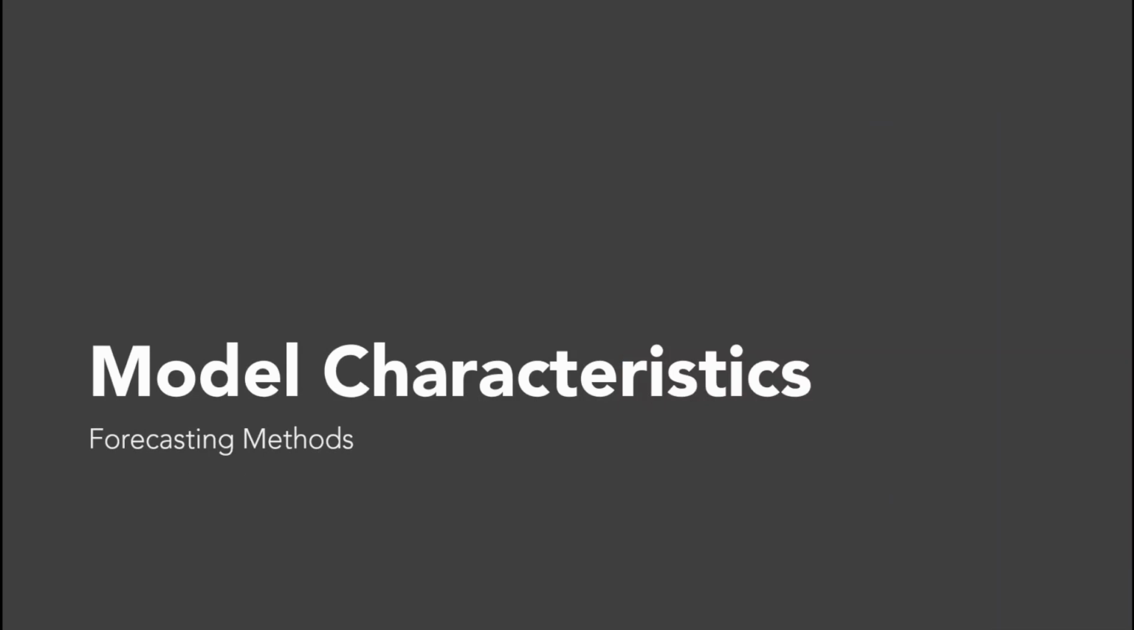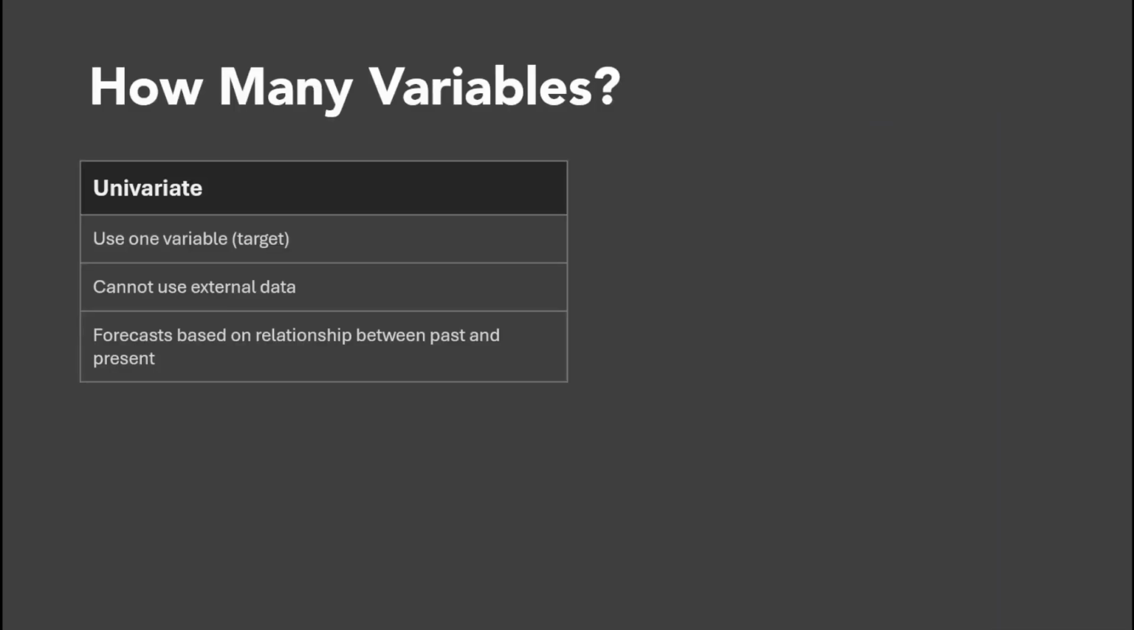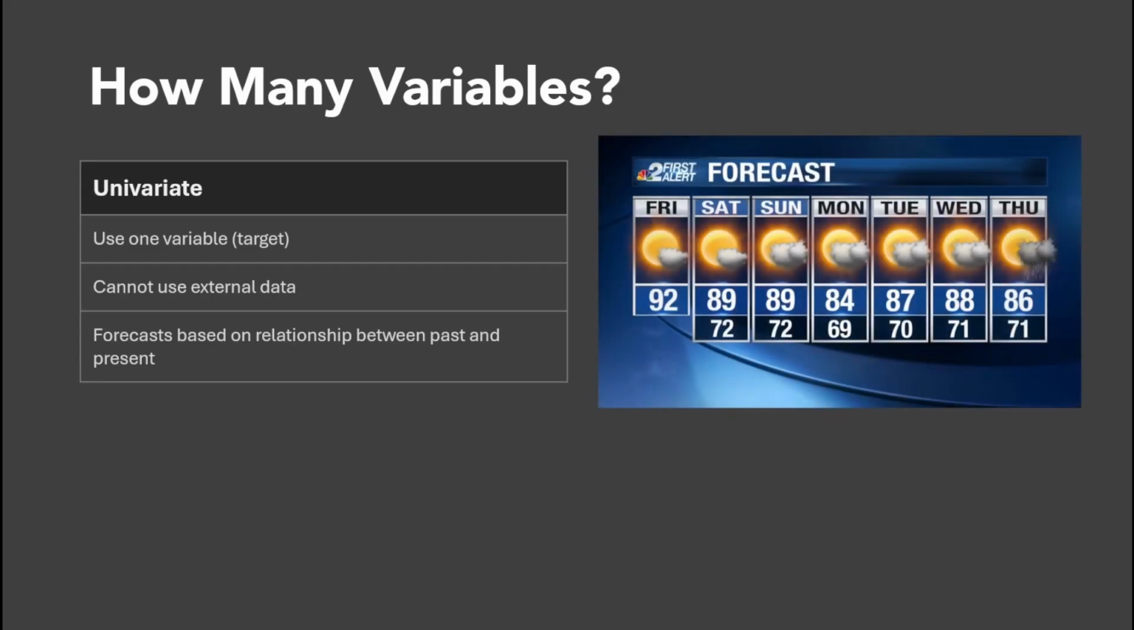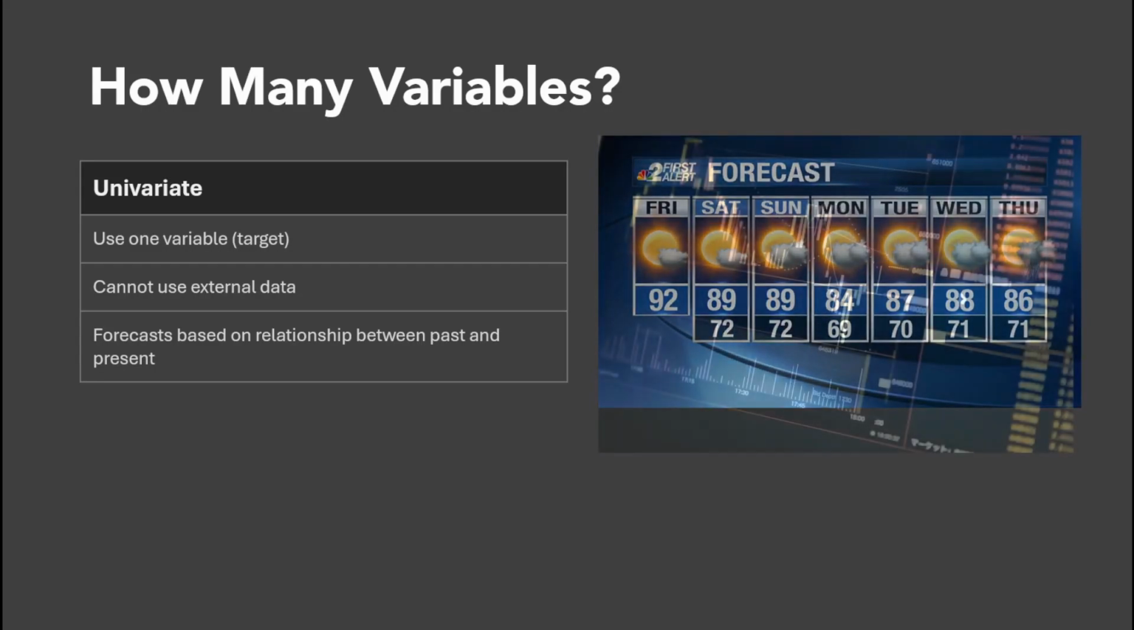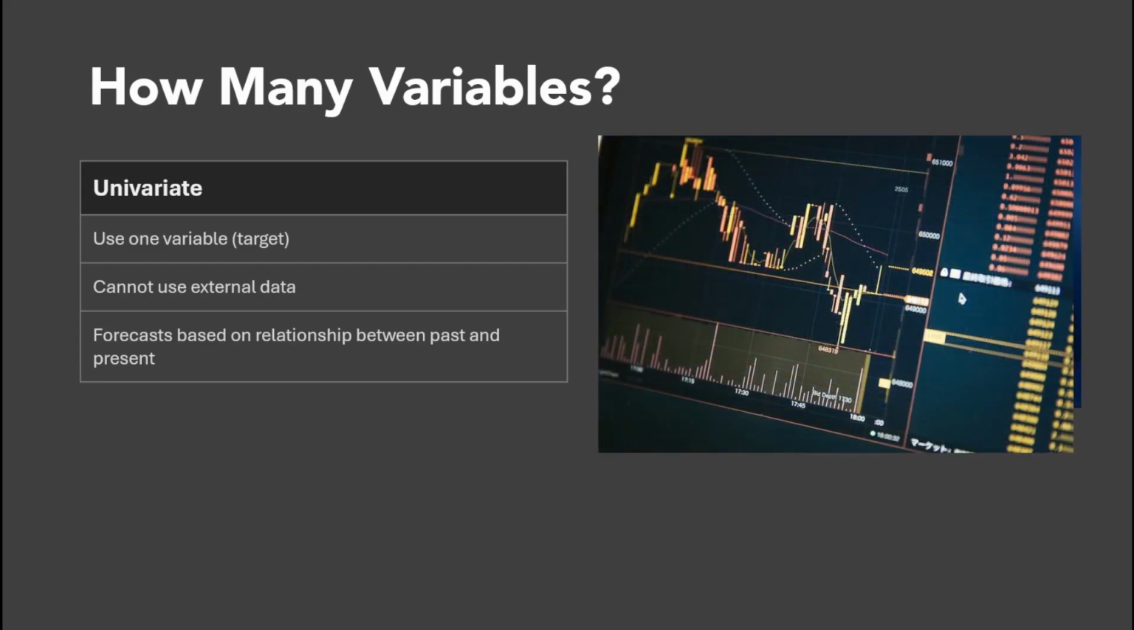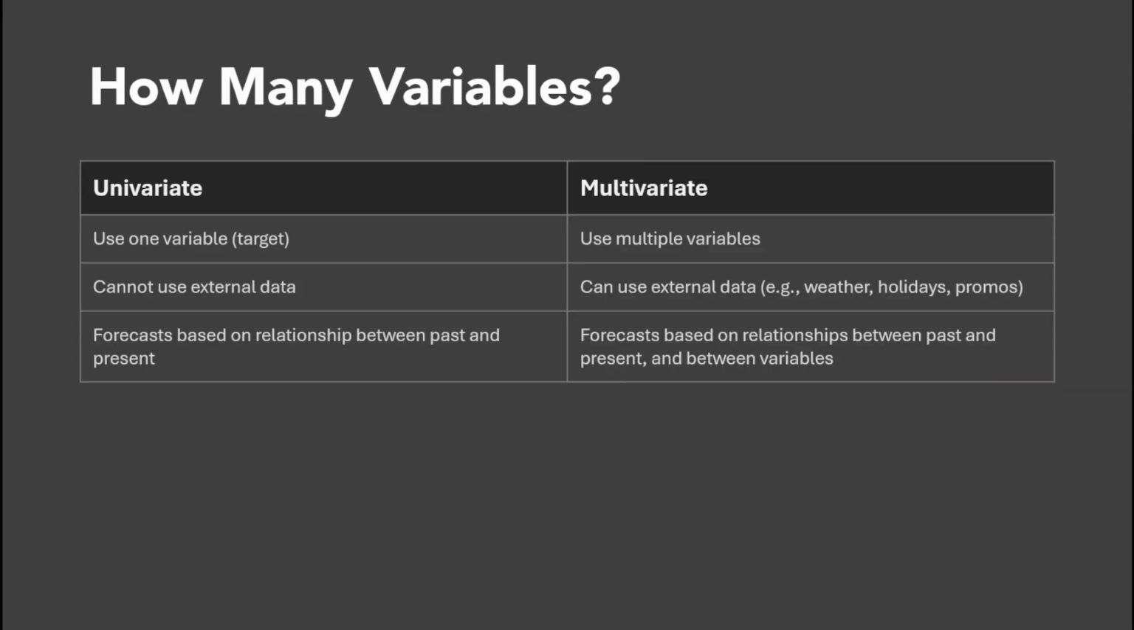Okay, let's talk about model characteristics. Models for forecasting can either be univariate or multivariate. Often, we're just interested in a single variable. For instance, we might want to predict the weather, or maybe the stock price. Sometimes one variable is all we need, but predictions can be improved with other data. That's where multivariate models come into play. These models incorporate external data to generate forecasts.